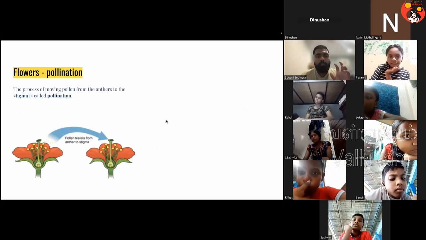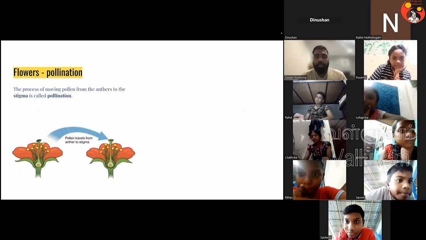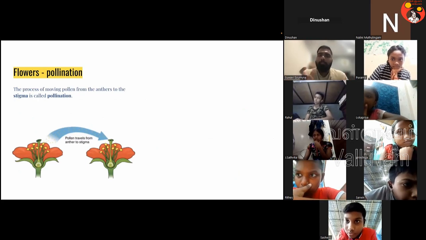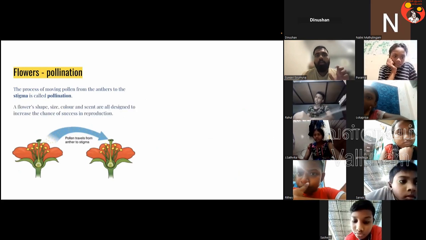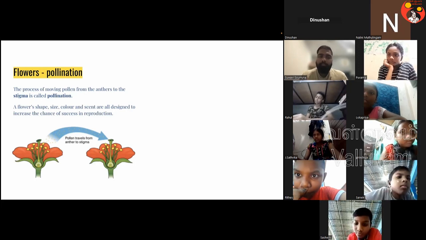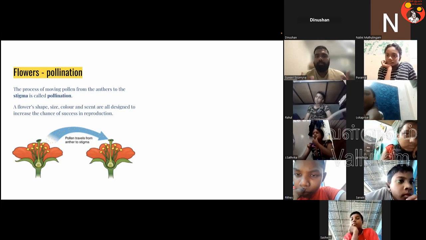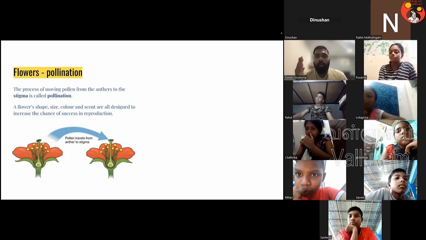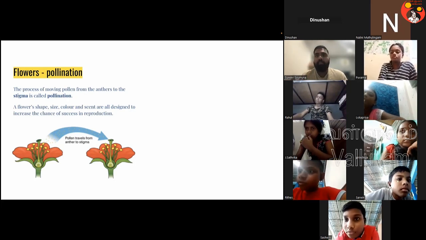Now, the process of moving the pollen that the anthers create into the stigma is referred to as pollination. In the world, there are very many different shapes, sizes and colors of flowers. They have all very specifically adapted to the environments that they live in, with the specific reason to increase their chance of success in reproduction.